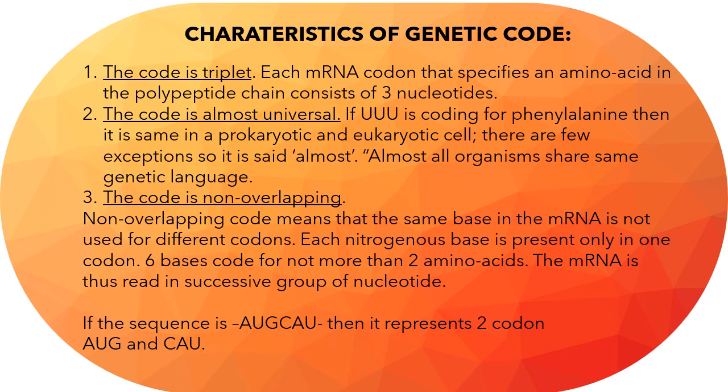Now about the characteristics of the genetic code. There are around 9 characteristics, so we will study them one by one.